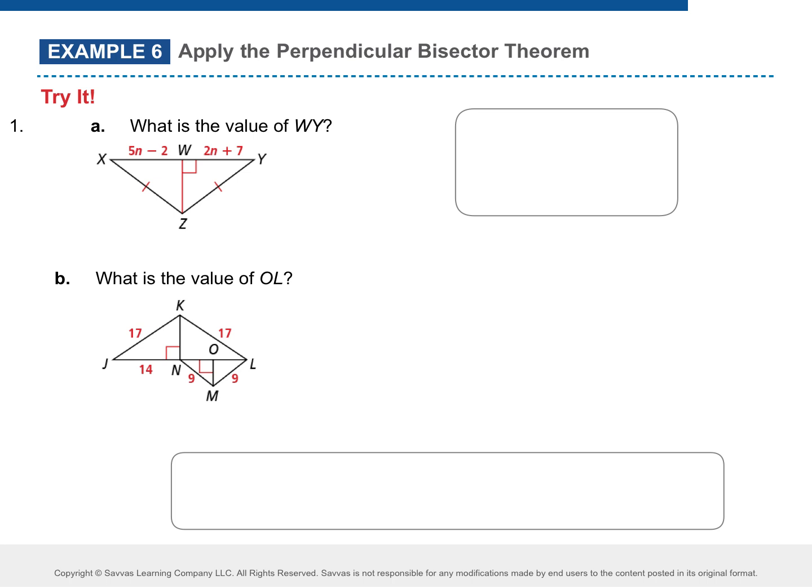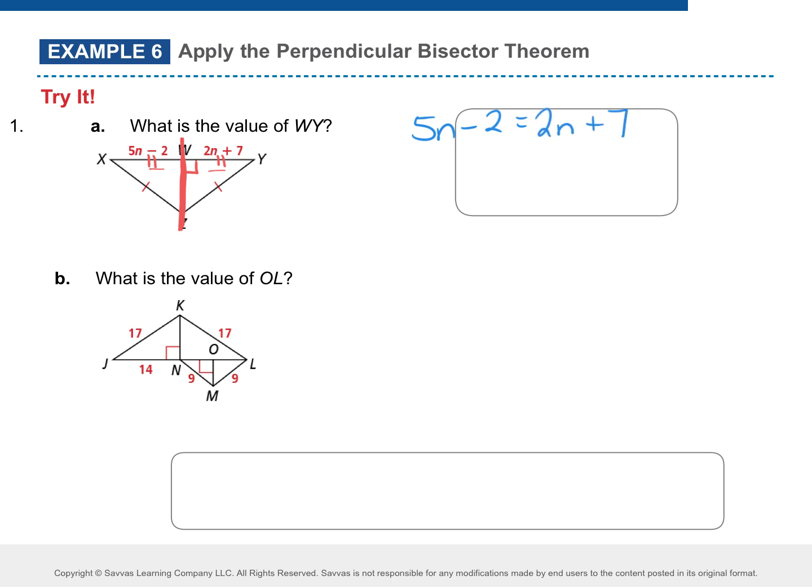What do you see in the picture on number 6A that helps you out? The right angle. So we know this is what right here? Perpendicular bisector. We know it's perpendicular. What does the bisector part tell us? Splits this line in half. So we know these two are equal to each other. How do I set up an equation? 5n minus 2 equals 2n plus 7.